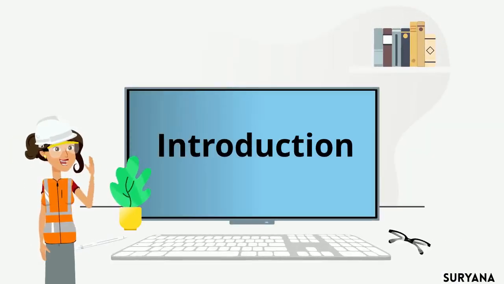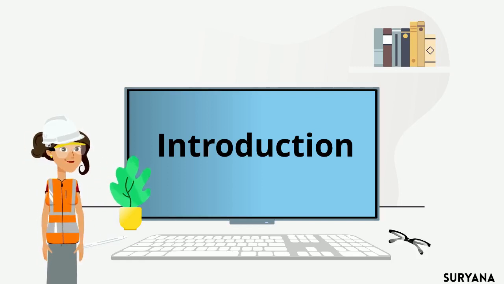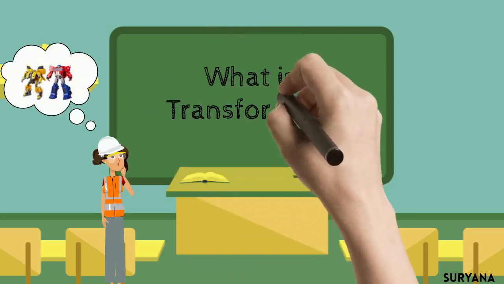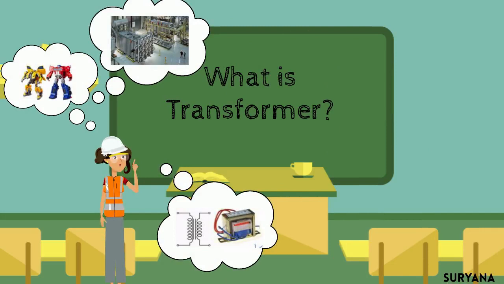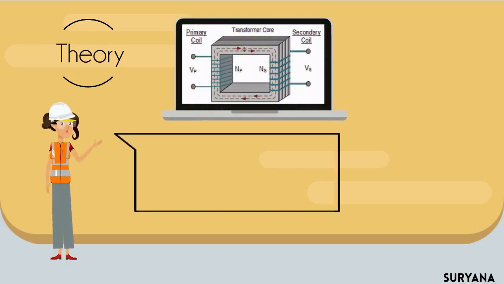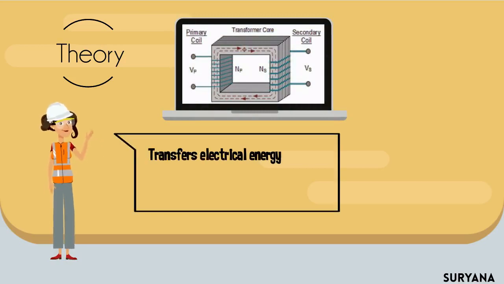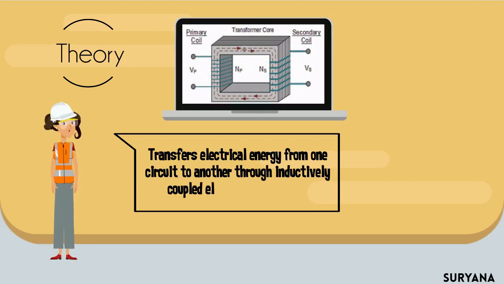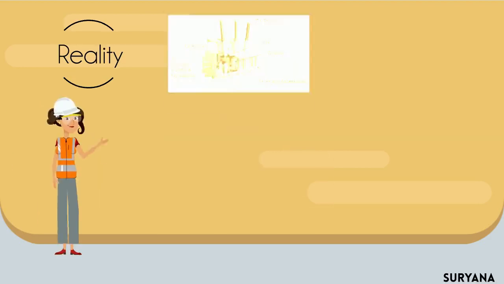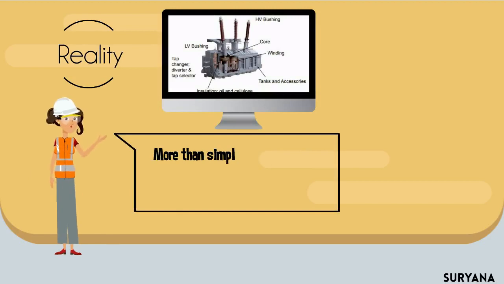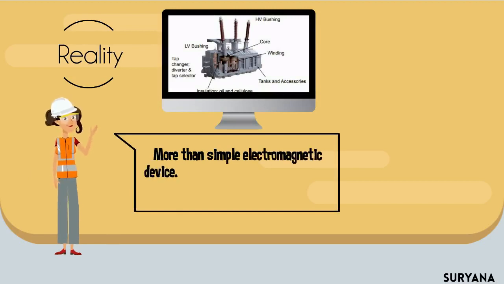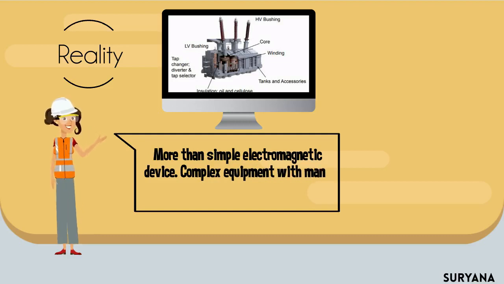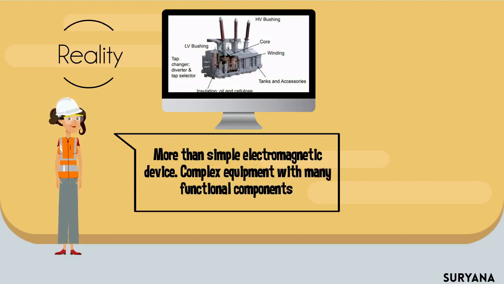Hello, I'm Suryana. Previously, the presenter included the introduction in their talk in Seminar Talk 2. Due to what was previously taught in Seminar 2 from the TNB lab, we can learn what a transformer is. Theoretically, a transformer can be said to transfer electrical energy from one circuit to another through inductively coupled electrical conductors. However, in reality, a transformer is more than a simple electromagnetic device. It has complex equipment with many functional components, as you can see in the figure above.